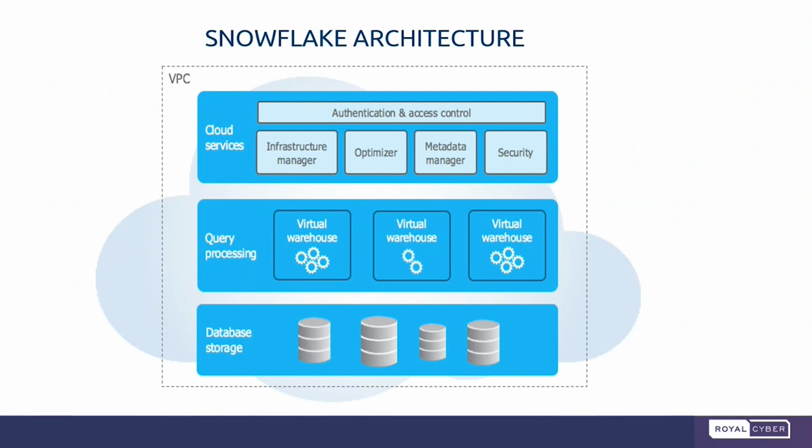The third layer is the cloud services layer. This layer helps the compute layer to communicate with the storage. It provides infrastructure management, access control, metadata management, and so on. The cloud services layer is technically the brain of Snowflake.